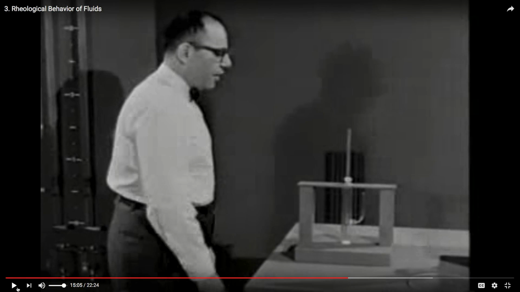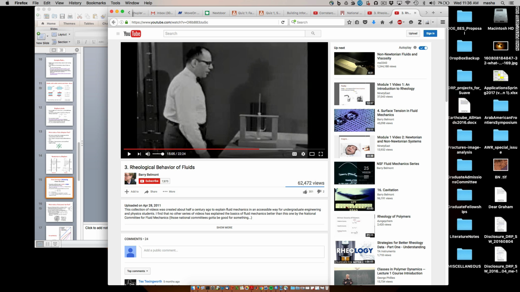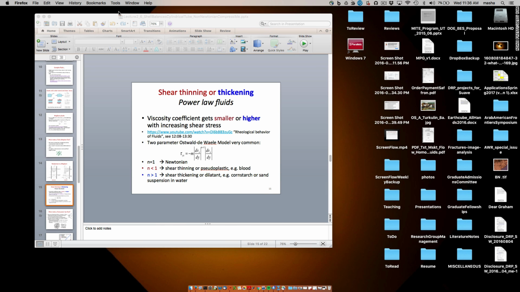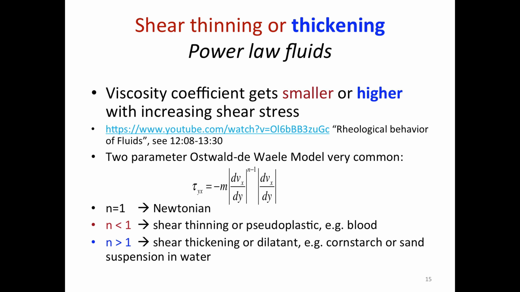So again, normal, we can get a better idea of what happened there. I'm not going to go into details, but you can watch it yourself. So again, you could simply have nonlinear behavior, and that affects both shear and normal stresses. Okay? So the way we describe those, so-called shear thickening and shear thinning, are so-called power law fluids, because the relationship between the shear stress and the velocity gradient is that of a power law.